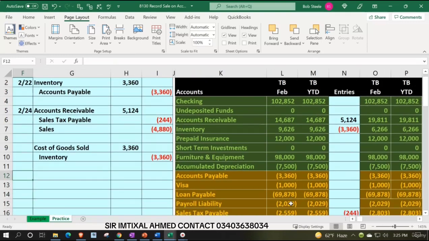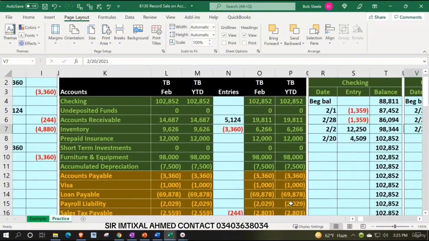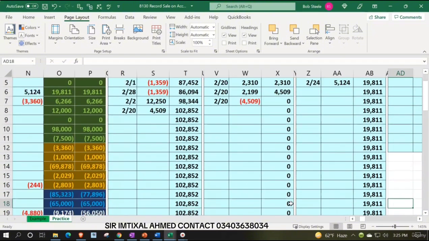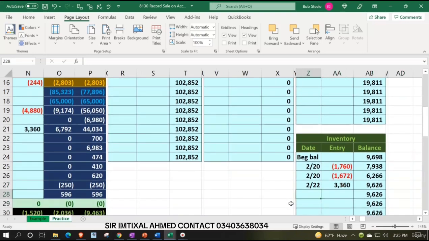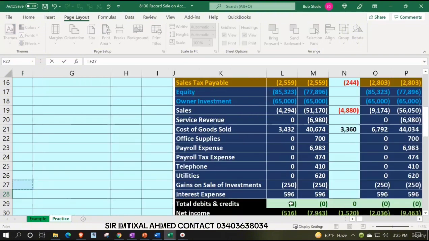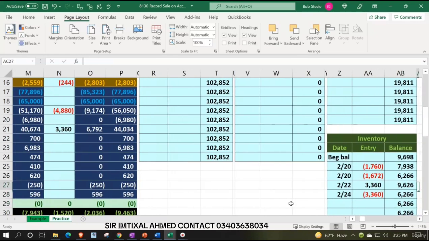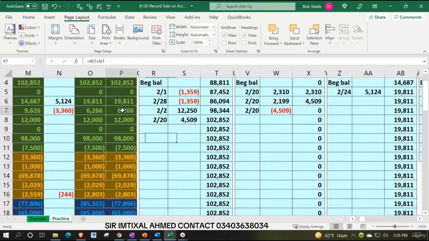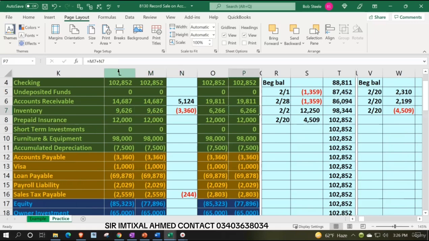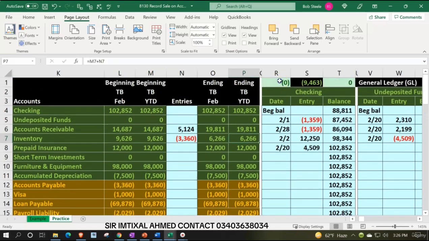Lastly, on the GL at least, inventory. That's going to be our fourth account on the trial balance and the GL. It's the one hidden down here at the bottom. It's in Z28. We're going to be looking at 124. We're in AA28 equals left to the wall, picking up the inventory at the 3360. So there's this 9626 down by the 3360 to the 6266. That should match what's on the trial balance at the 6266. We should be back in balance now up top.